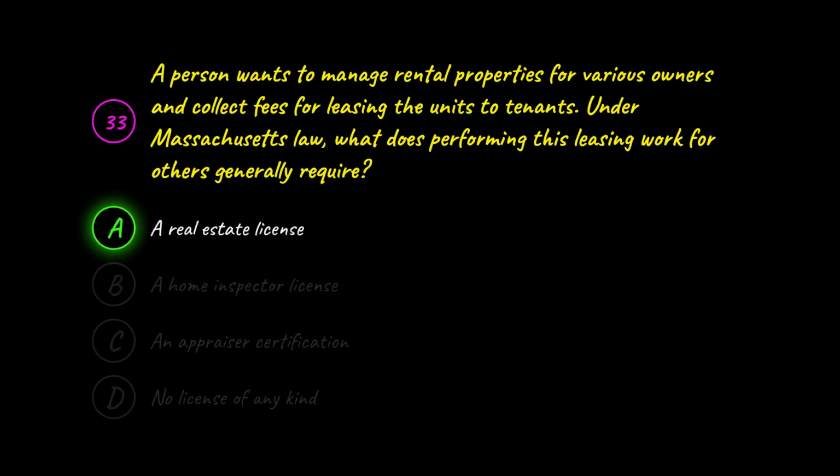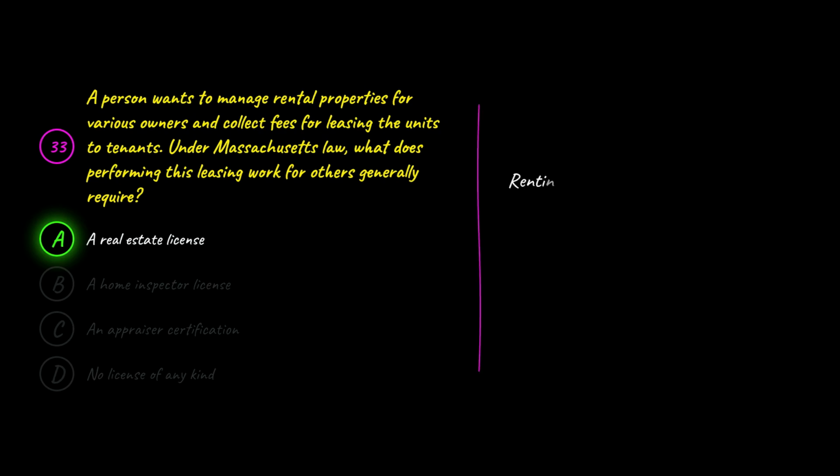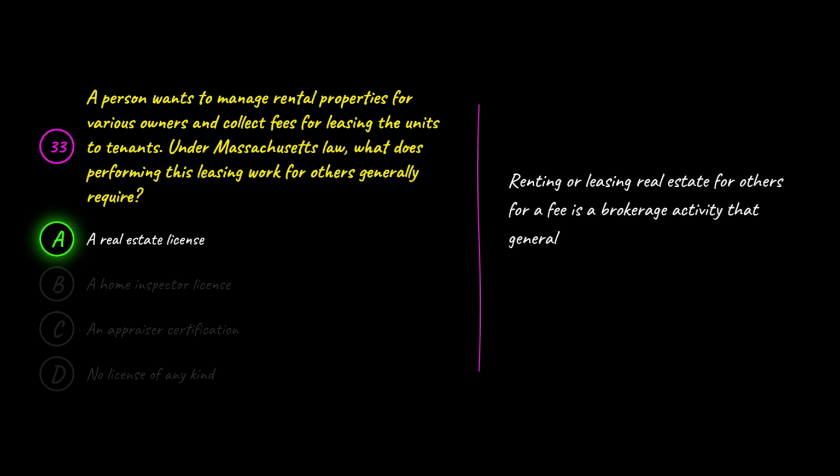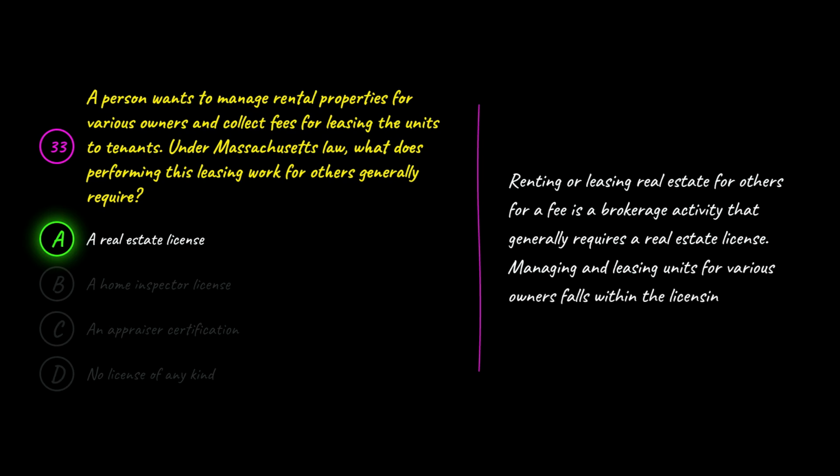The correct answer is A, a real estate license. A is correct because renting or leasing real estate for others for a fee is a brokerage activity that generally requires a real estate license. Managing and leasing units for various owners falls within the licensing law unless a specific exemption applies.